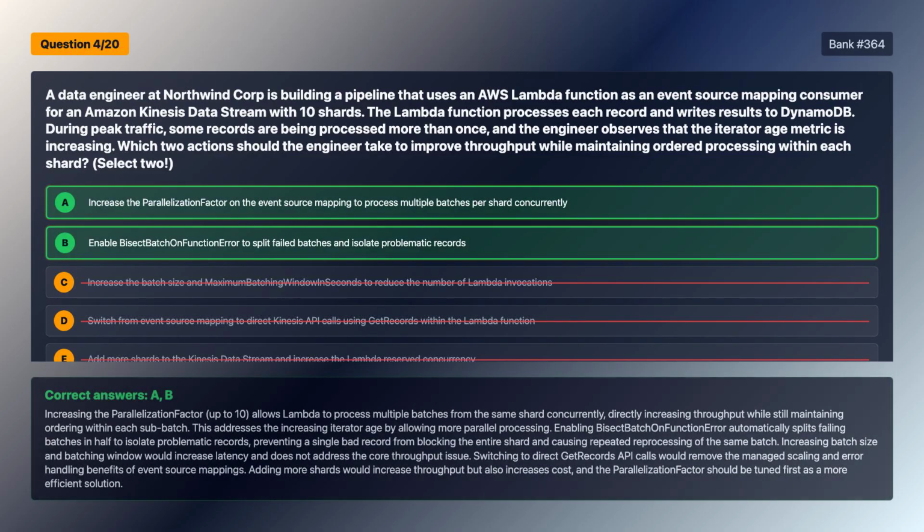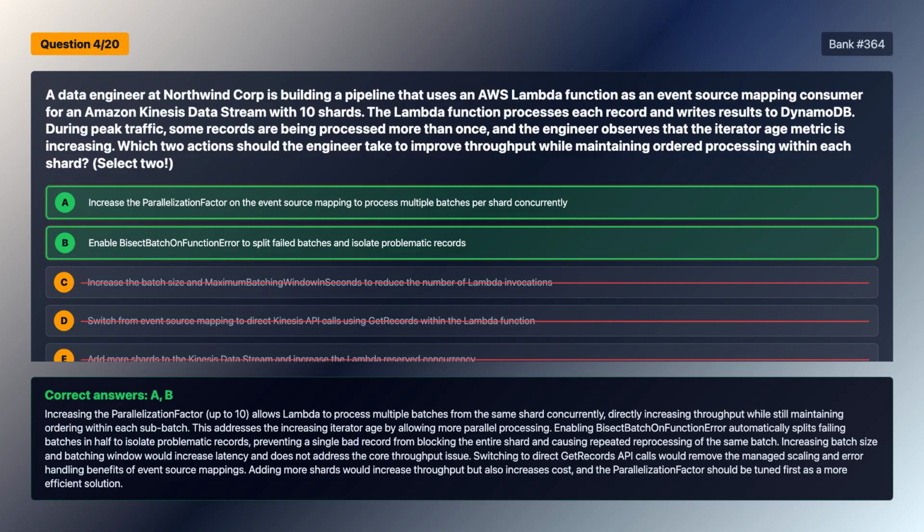The correct answers are Option A and Option B. Increasing the parallelization factor up to 10 allows Lambda to process multiple batches from the same shard concurrently, directly increasing throughput while still maintaining ordering within each sub-batch. This addresses the increasing iterator age by allowing more parallel processing.